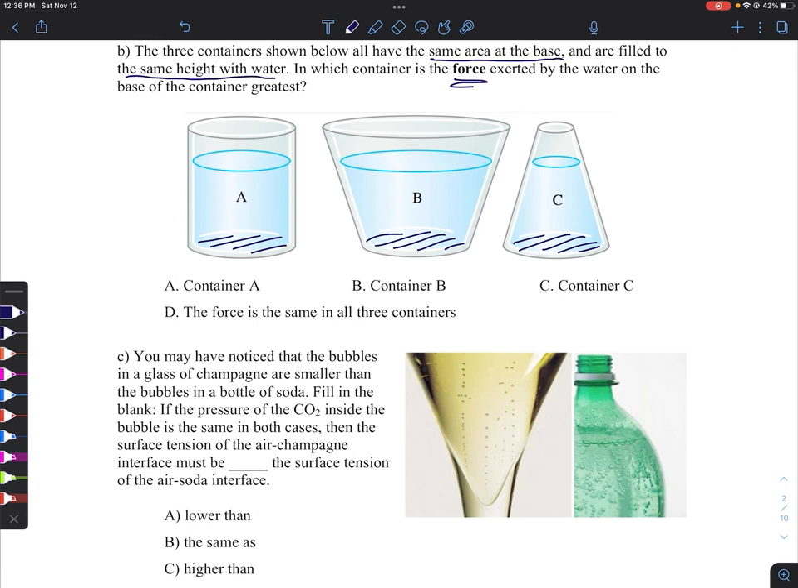But we can figure out the pressure. So we know that the pressure is force divided by area. So if we want to figure out the force on the base of any of these containers, we can take the pressure at the base of the container and multiply it by the area of the base of the container. So we know that all three containers have area A at the bottom. So that means that A is the same in all three cases. So now we just need to ask which one has the highest pressure.